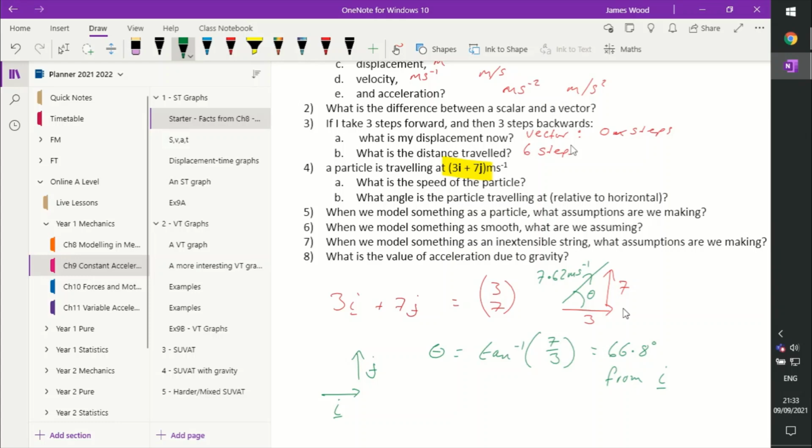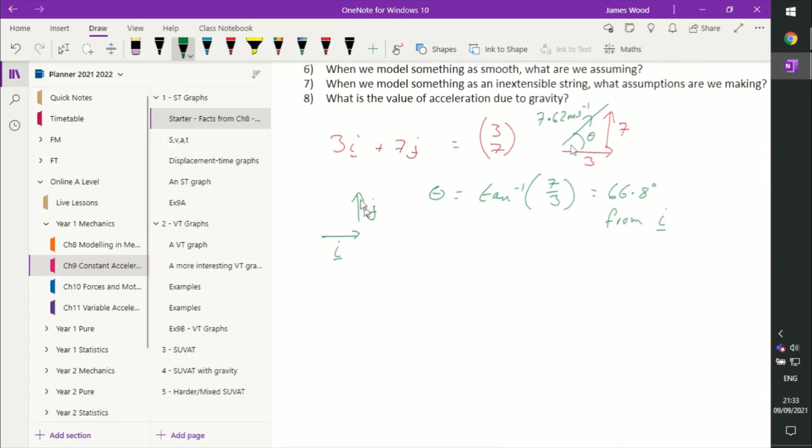The last one, question 8. What is the value of acceleration due to gravity? That's something that we call g. We tend to use g for the constant, the acceleration due to gravity, and we use 9.8 meters per second squared. And if we are not looking at air resistance, then objects will always fall at 9.8 meters per second squared, no matter how heavy they are, as long as we're not taking into account air resistance. We'll talk more about that in a lesson or two's time.